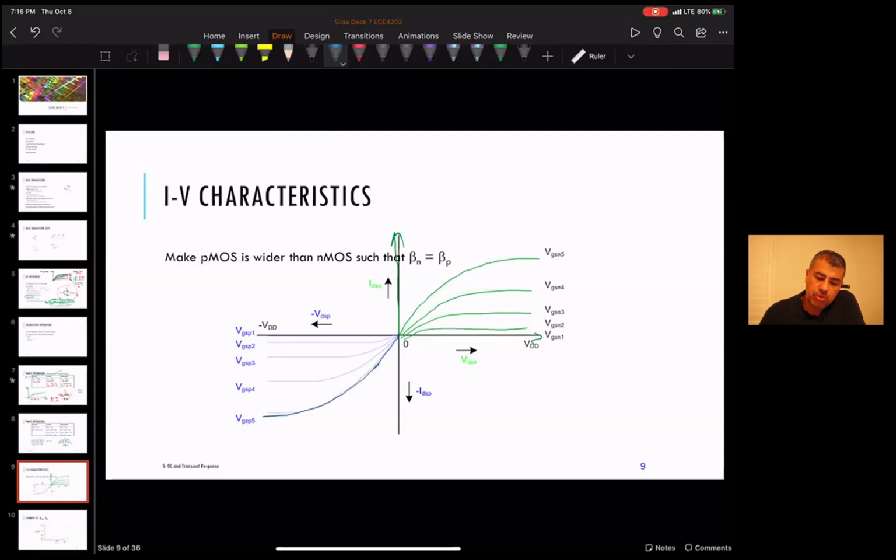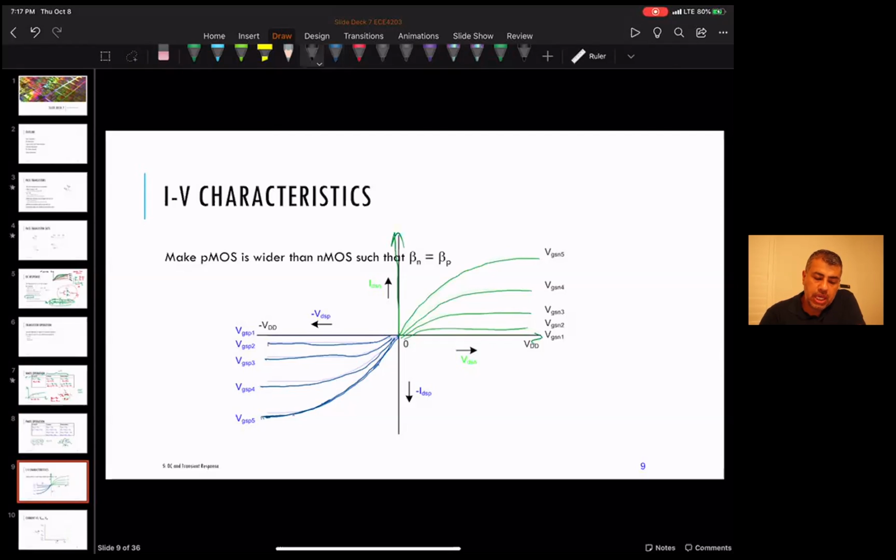For the P, the current is going negative because it's flowing in the opposite direction to the drain-source current of the N, and these voltages are going negative because the gate-source is referred to VDD. So you get your highest current when your gate voltage is at, say, 0, because that's the highest difference from VDD. So the first thing you do is draw those together on the same graph.